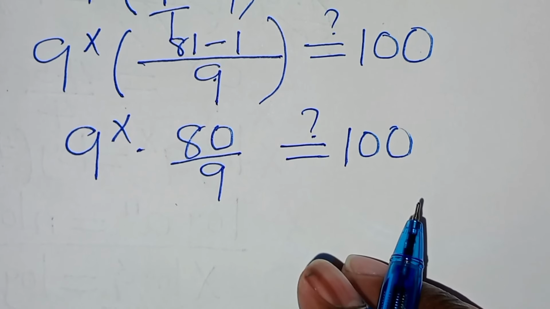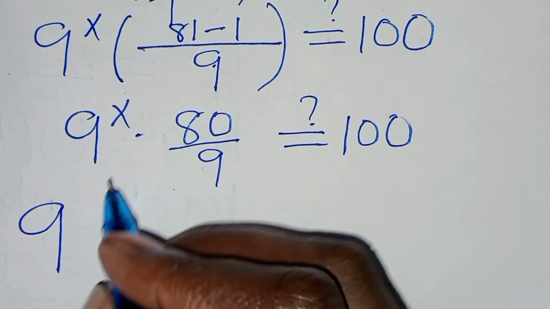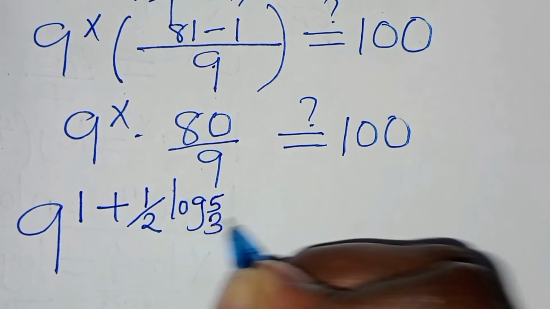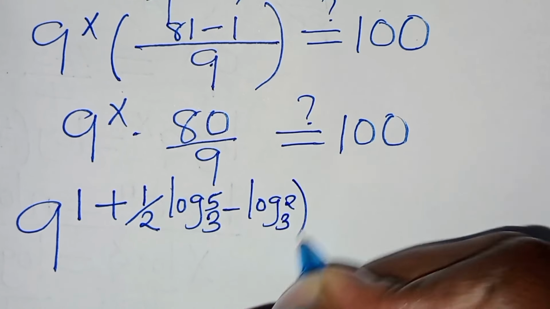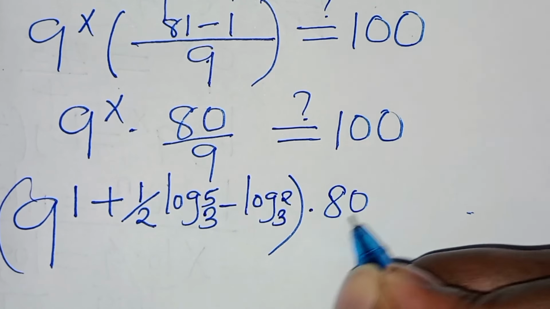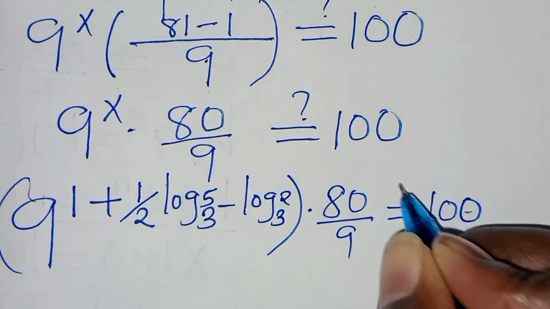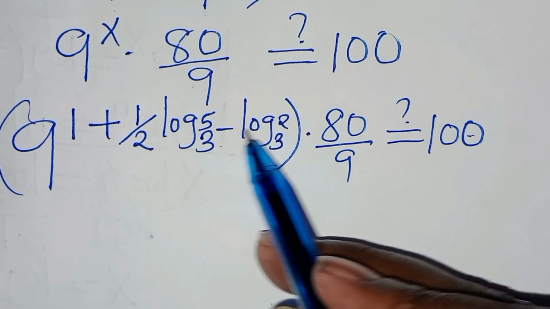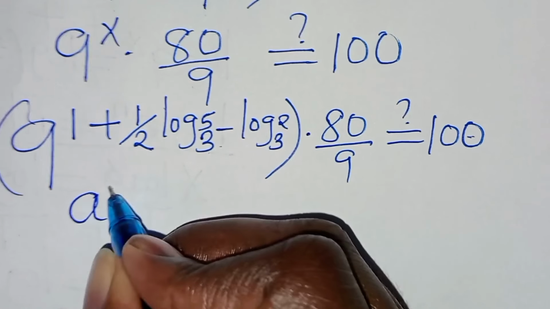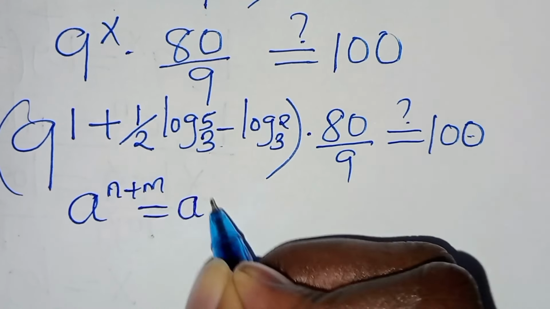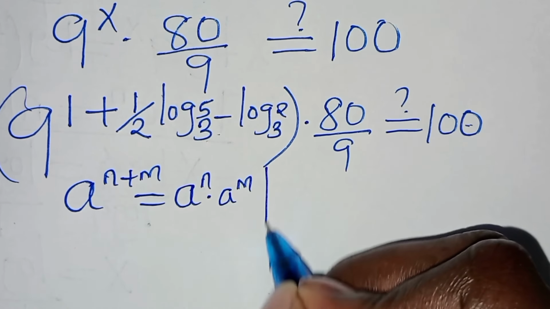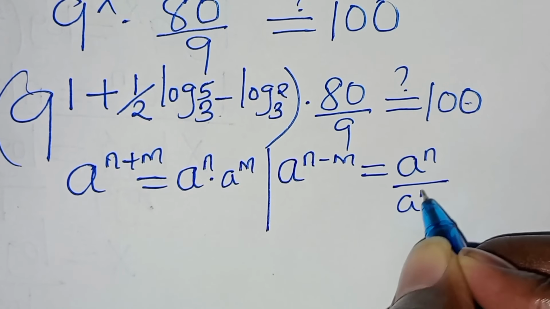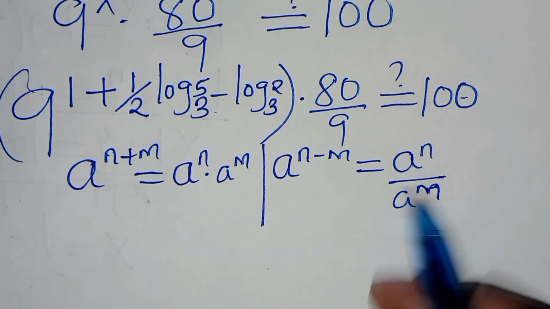Let's substitute the value of x from here. So here we have 9 to the power of x, which is 1, plus a half. This is log 5 to base 3. Subtract log 2 to base 3. Everything here multiplied by 80 over 9. This should give us a value of 100. So we have that 9 to the power of 1 plus a half log 5 to base 3 minus log 2 to base 3. This is in the form of a to the power of n plus m, which you can express as a to the power of n times a to the power of m. And also this is in the form of a to the power of n minus m, which you can express as a to the power of n over a to the power of m. So let's apply this exponent property from here.